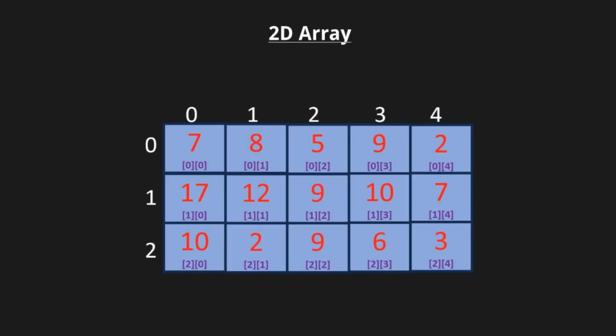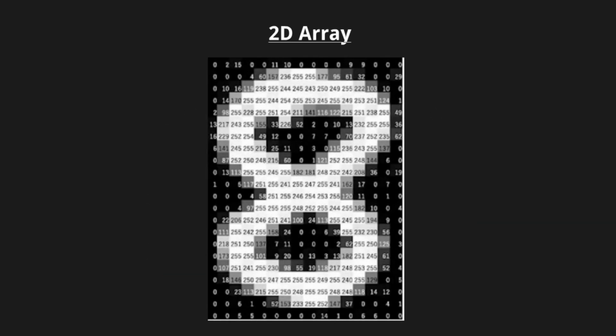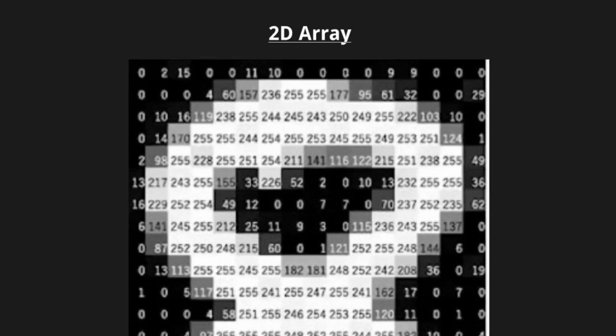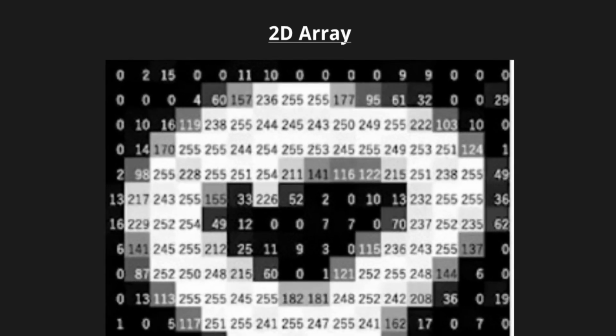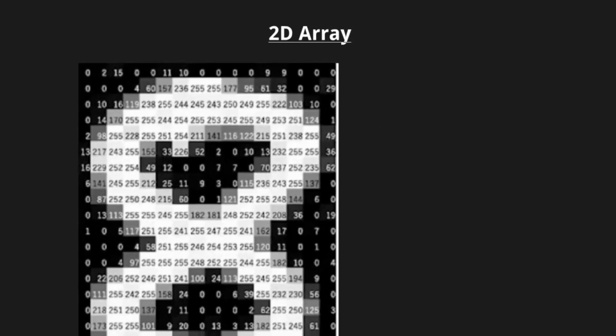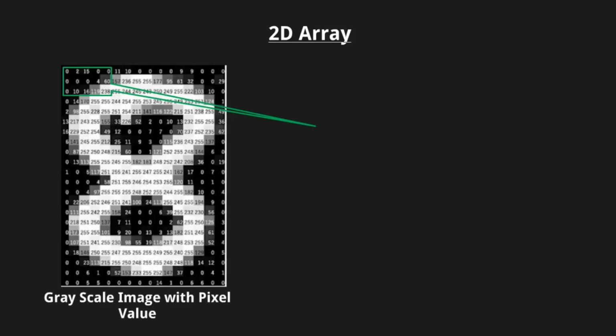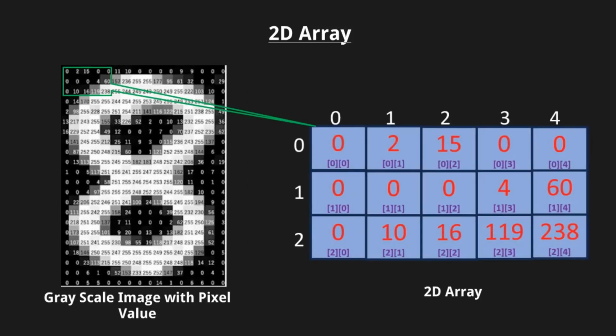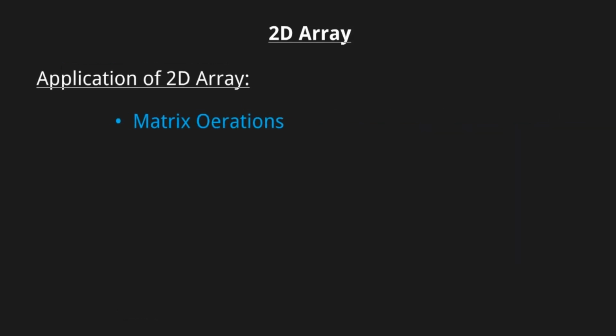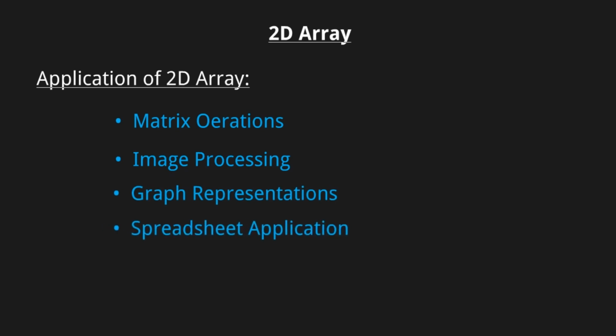2D arrays are useful for more complex data structures. In image processing, for example, each cell in a 2D array represents a pixel's intensity in a grayscale image. Each cell's value ranges from 0, representing black, to 255, representing white, with various shades of gray in between. This allows us to efficiently perform operations like filtering, edge detection, and thresholding on the image. 2D arrays provide a powerful way to handle and process complex visual data in various applications.